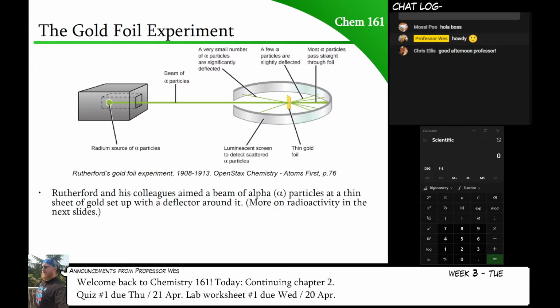Lab Worksheet number 1, which we haven't really talked much about, and there's really not much for me to talk about other than, hey, this is glassware you'd use in the lab. We're not in the lab. That is due on Wednesday, so that's tomorrow. So if you have any questions about the lab, please ask me in the Discord. I'm happy to answer those questions there. There's really not much for me to say other than what is in the lab worksheet.